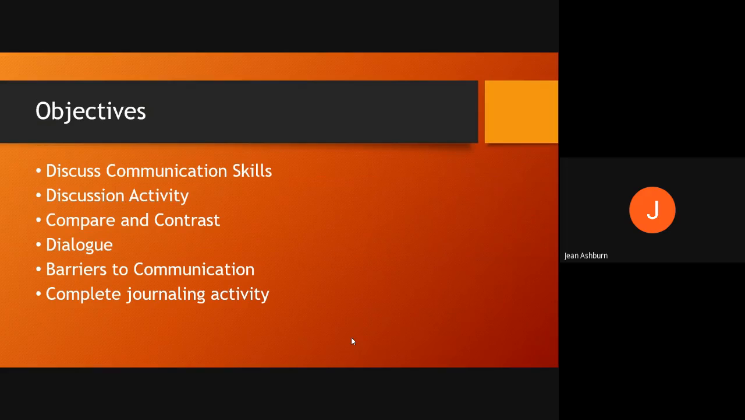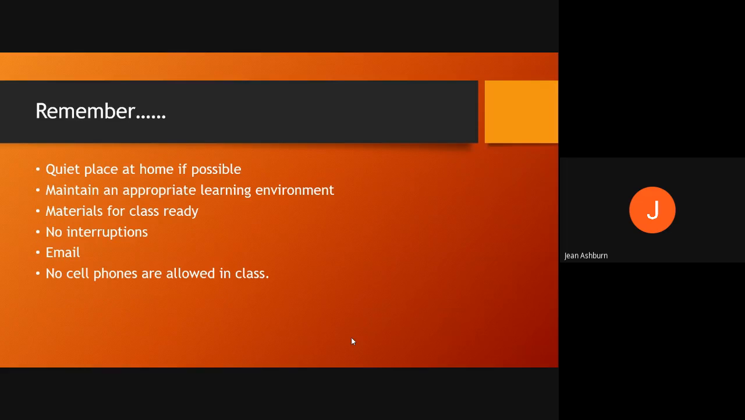Our objectives for today, we will be discussing communication skills. We will have a discussion activity. Next, we will compare and contrast, have a dialogue, discuss barriers to communication, and finally, we will be completing a journaling activity. Remember, you should be in a quiet place at home if possible.